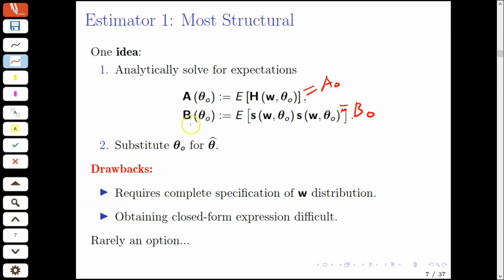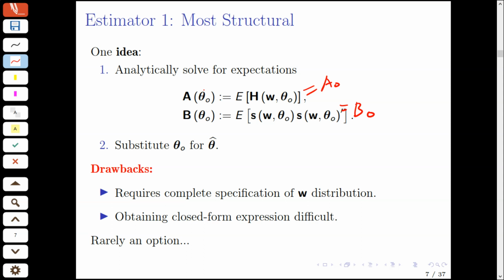As long as these two matrix functions, A and B, are sufficiently smooth in the parameter, the resulting estimators will be consistent for A0 and B0. So that's one possible way we could come up with an estimator for the various asymptotic variance components.